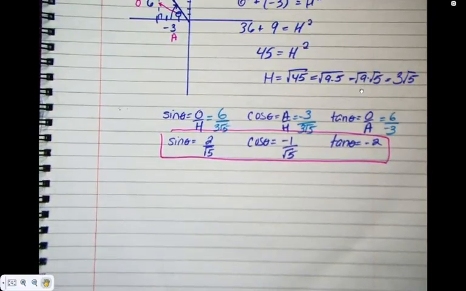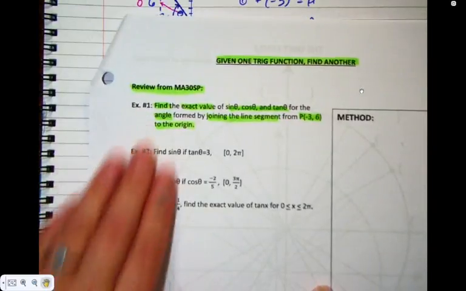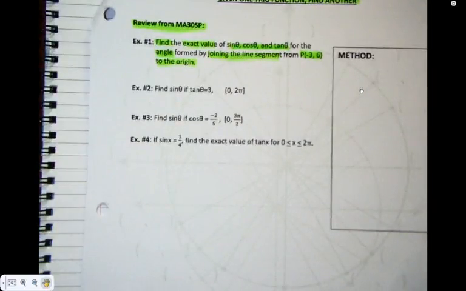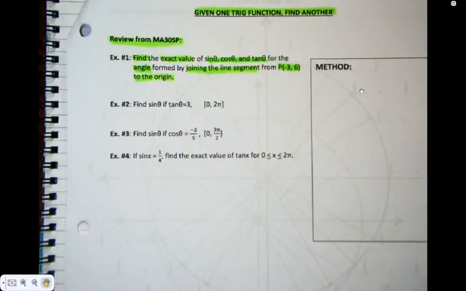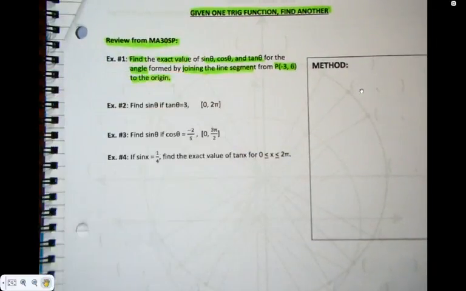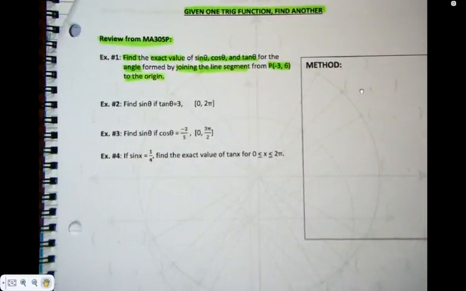Questions? 2, 3, 4 are really what I want you to remember from last year. One was just putting the idea of sine, cos, tan back in your head. So I call this, given one trig function, find another. Because, for example, in 2, they say find sine if tan is 3, and then there's some stuff in brackets after. Number 3 says find sine if cos is this, and then some stuff. And then 4's got more words. We'll worry about that when we get there. So this is really what I need you to remember from grade 11. How are we doing so far? I will come back to the method box. I'm just not there yet.